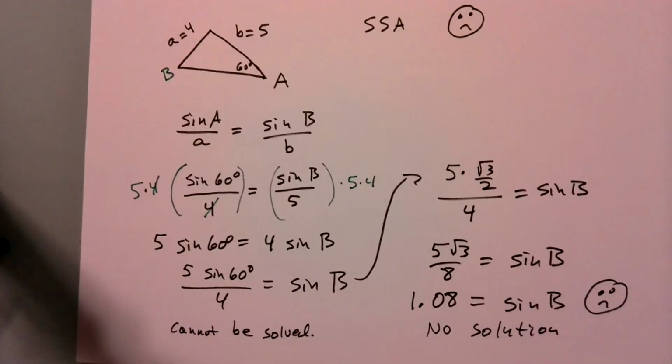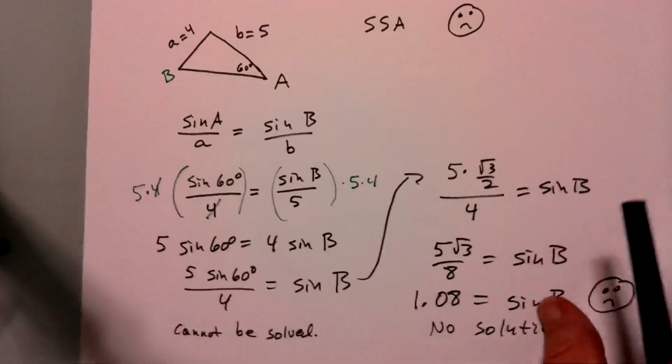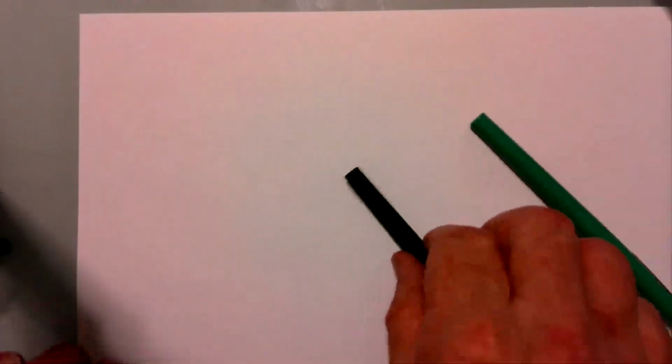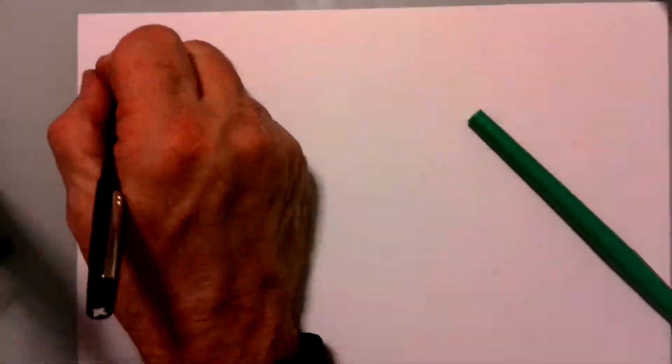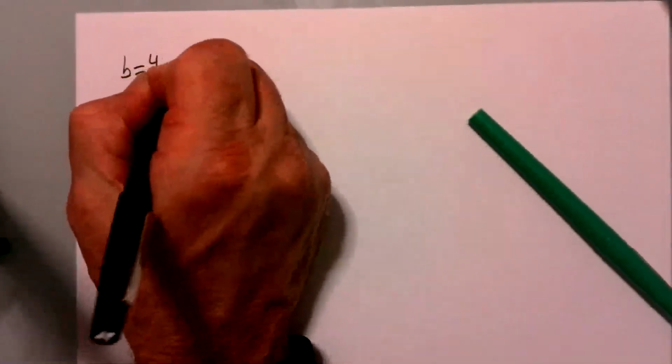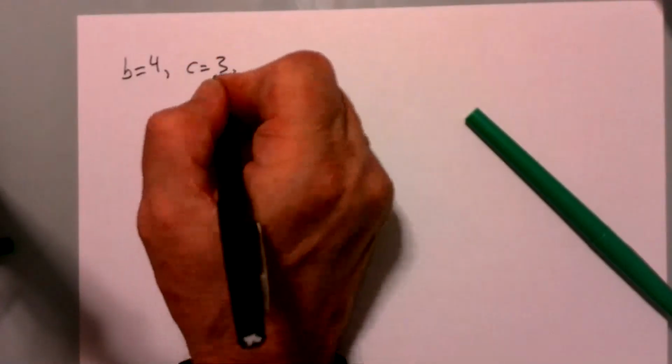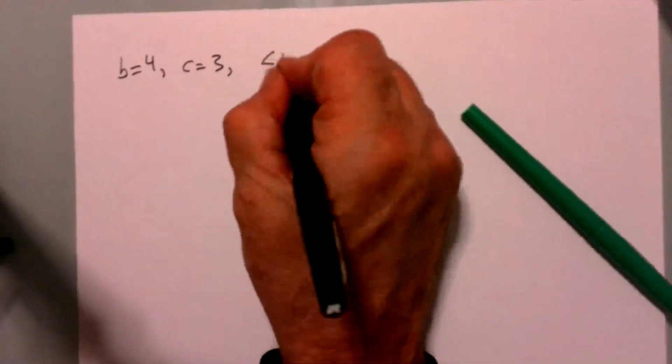All right, let's take a look at another one and see what we can do. And I know this is when the autofocus goes crazy. So I should leave my pen on the paper. I think we've learned that lesson. Leave a green pen, I'll write with the black one. So what I'm going to tell you here is little b is 4. Little c is 3. And angle B is 40 degrees.